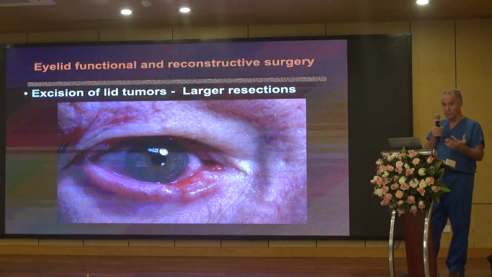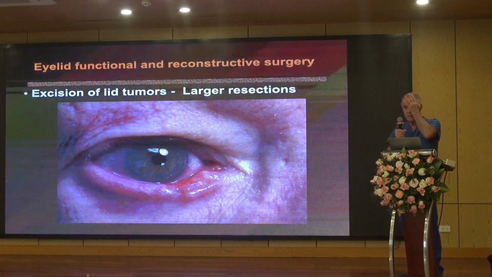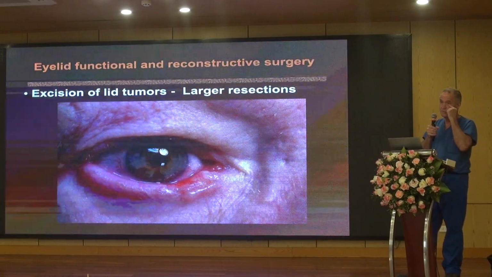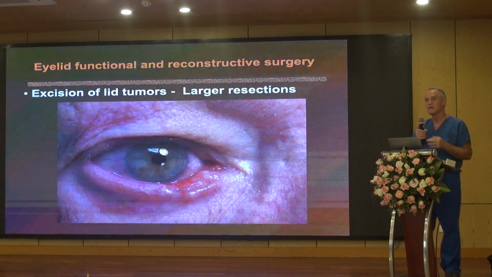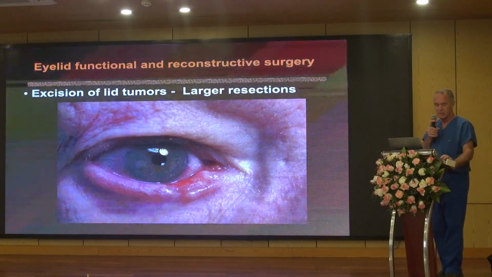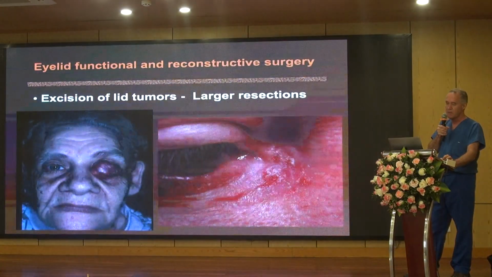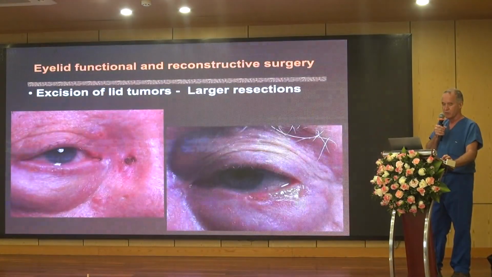And I see referrals from them sometimes after they've removed a big tumor. They'll put a bandage over it and send it to me to put it back together. And sometimes it's just a small defect. Sometimes it's the entire lid and the medial canthus and part of the cheek. So it depends on how much tissue they remove that'll determine how much we have to reconstruct. But I'm going to talk to you about these larger excisions of larger tumors.